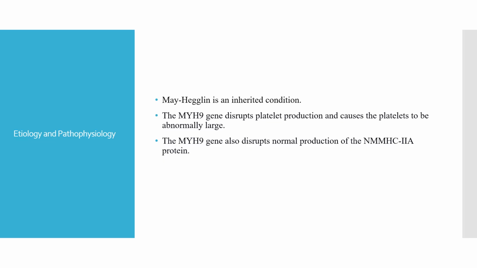The MYH9 gene disrupts platelet production and causes the platelets to be abnormally large. The gene also disrupts normal production of the NMHC-IIA protein.